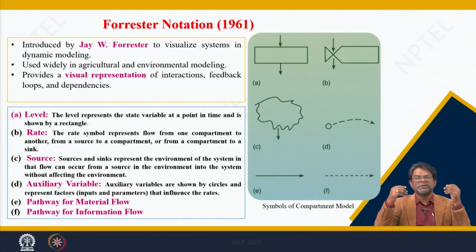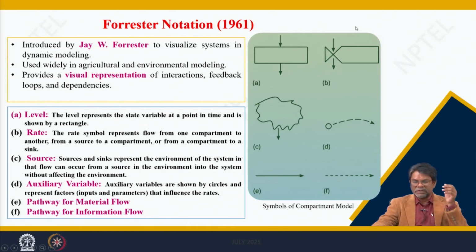We can say temperature, rainfall, water coming from different sources. So that represents the source of the system, this is the symbol for the source. And this represents the rate of flow from one compartment to another compartment, that is represented by the rate variables, the rate symbols, flow from one compartment to another compartment in this model.